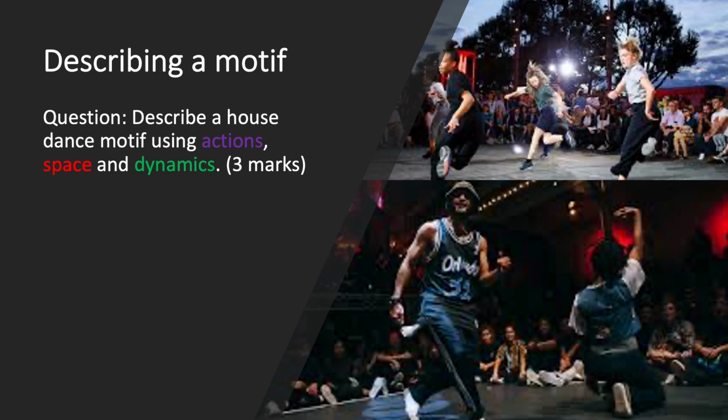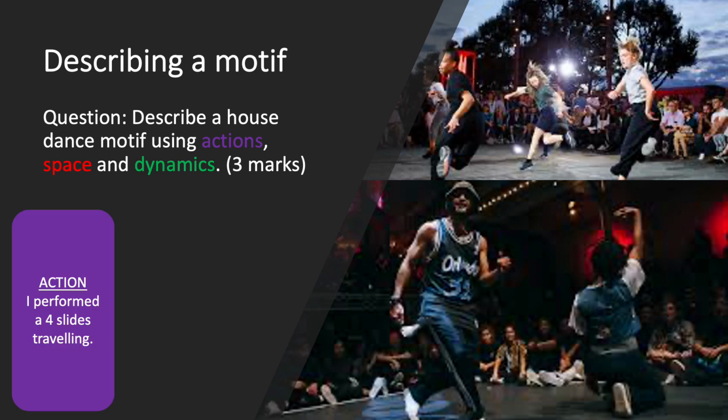Okay, we've done this skill before. We are now doing it again for another practice run. But of course the style of dance has changed. So before we had to describe a hip hop motif, and now we are going to describe a house dance motif using actions, space and dynamics. And this question is worth 3 marks. So let's go through this all together.